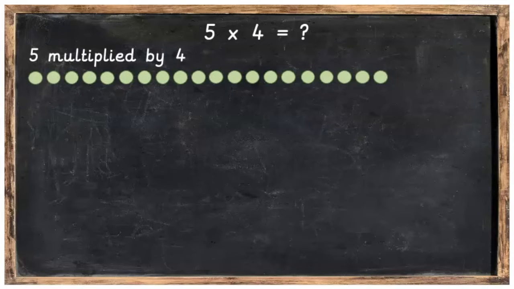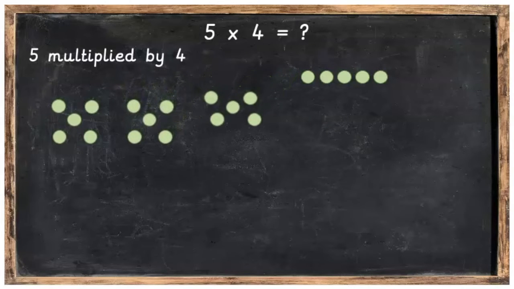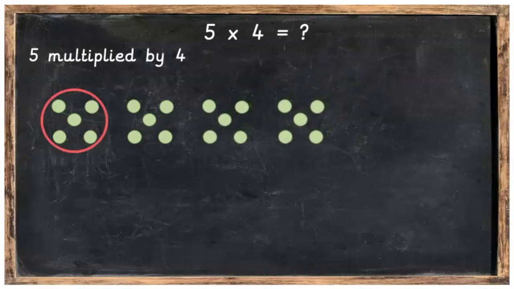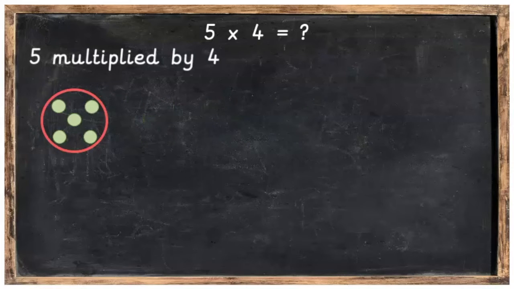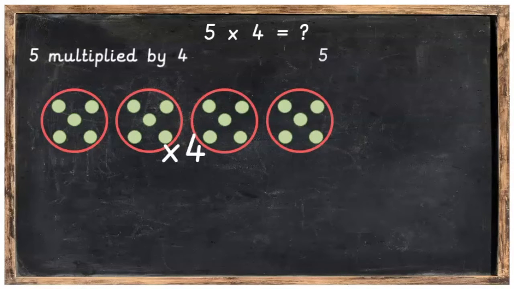And what we're going to do is we're going to make 1 group of 5, 2 groups of 5, 3 groups of 5, and finally our 4th group of 5. Here we've got 4 groups of 5, or 5 multiplied by 4. We can write this with a 5 and an X for the multiplication symbol, which means multiplied by, and then equals 20. 5 times 4 is 20.